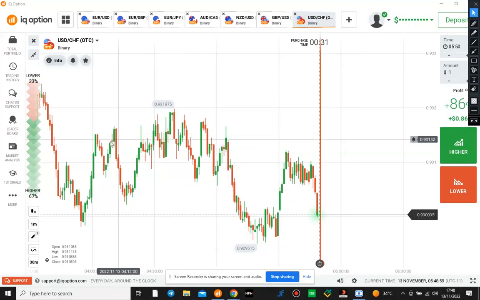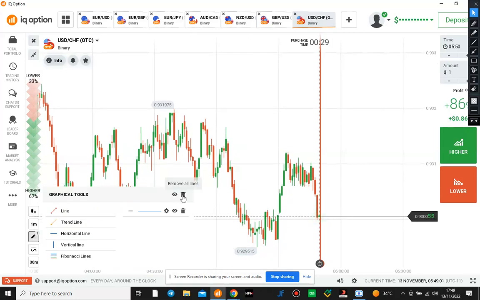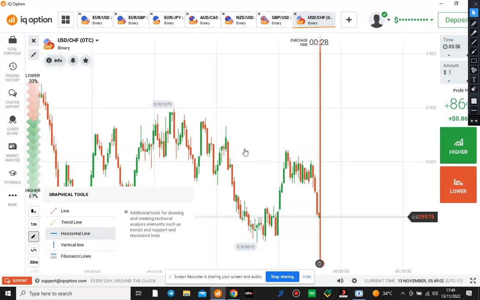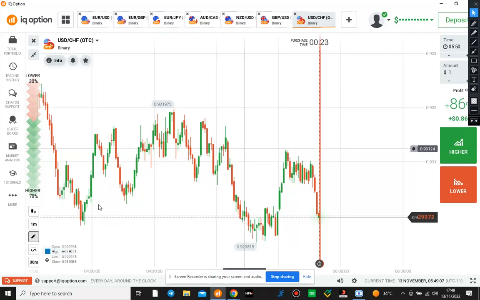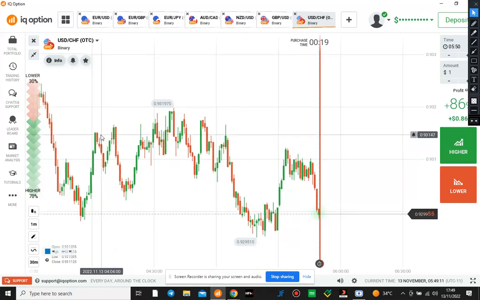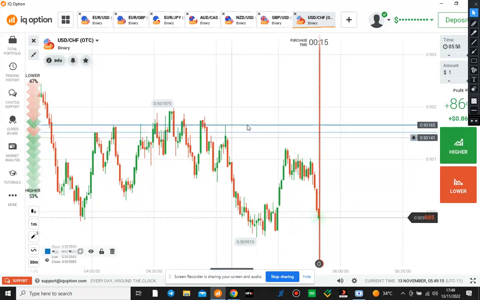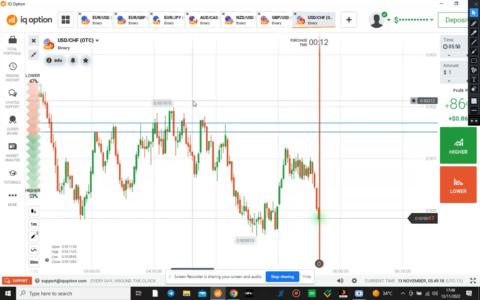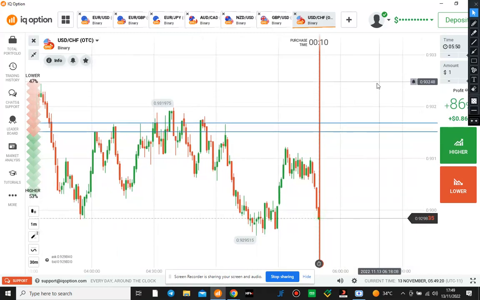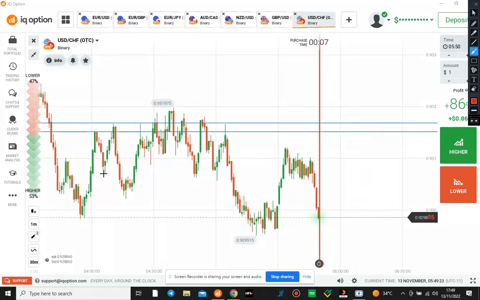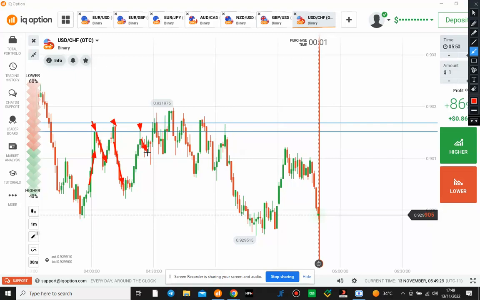Now let's say you want to use lines to draw the support and resistance area. Either you choose two lines or use one line. For instance, if you want to draw an area of value, you choose two lines. Place the lines where the candle touches many times. For instance, we have a touch here, the market reverses to the downside. We have touch, reverse, rejection, reverse, rejection.